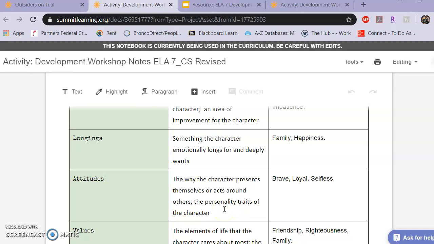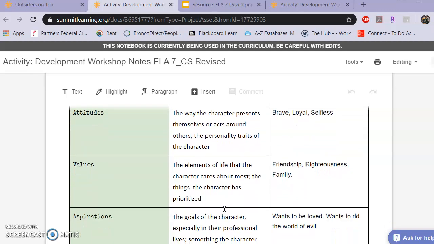Next, we have the attitudes, the way the character presents themselves or acts around others, the personality traits of the character. So for Harry, these are brave, loyal, selfless. Selfless means that he doesn't think about himself. He thinks about everyone else. How can he make things better for everyone else before he thinks of himself? Okay, and we see his bravery when he goes and tries to fight Voldemort himself, and we see his loyalty when he sticks up for Ron and sticks up for Hermione every chance he gets.